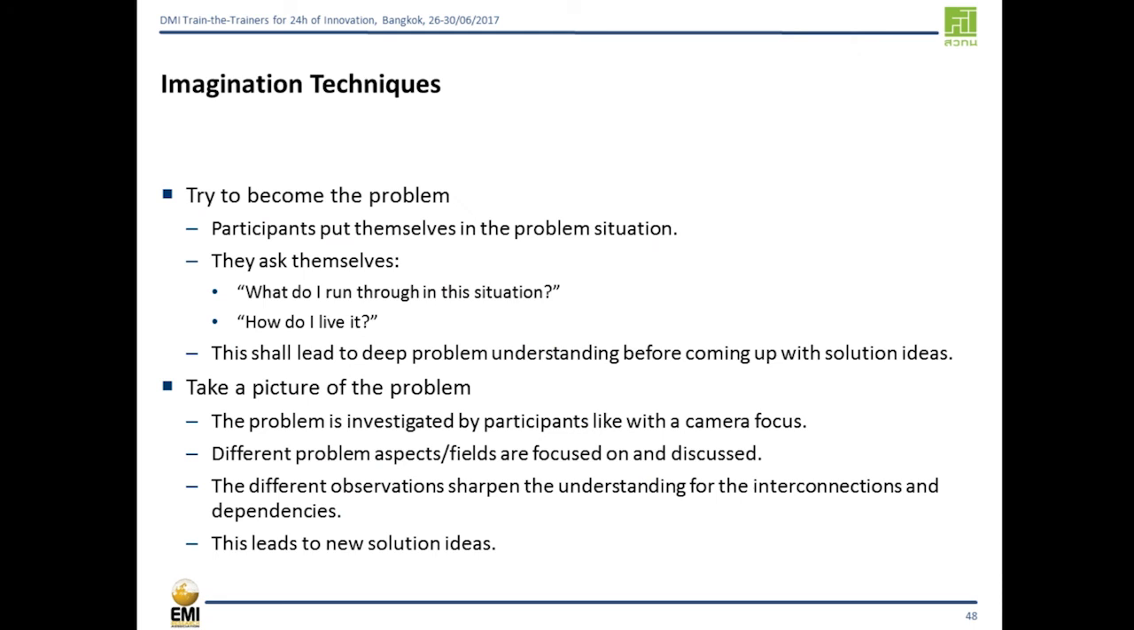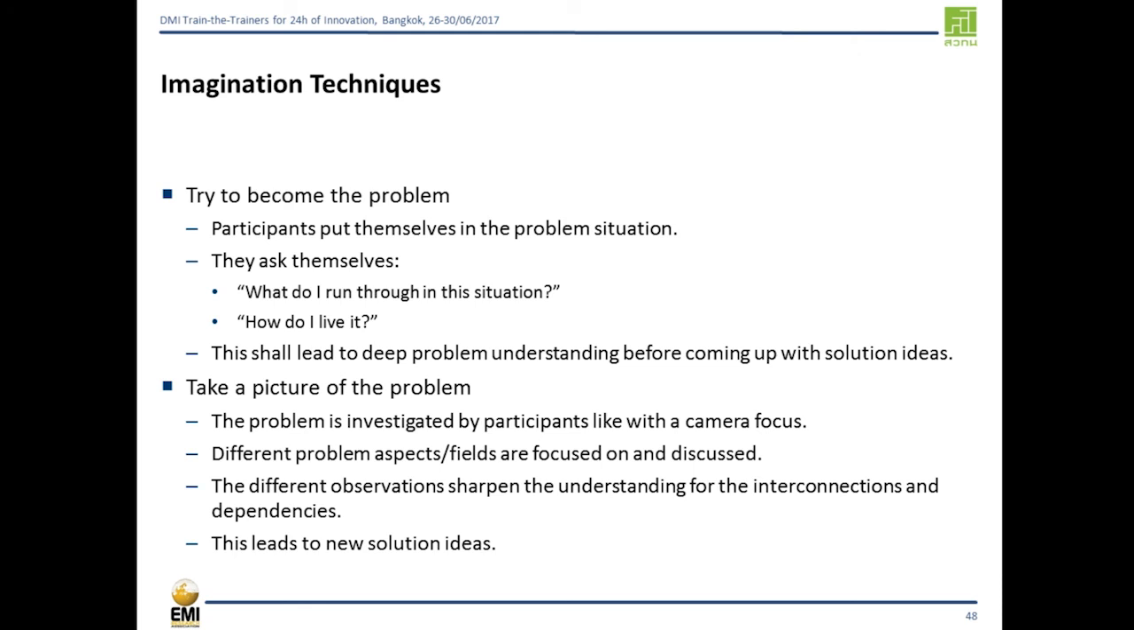So what is the problem nowadays? Try to become the problem yourself. Put yourself first in the problem situation and not immediately in the solution space. Because the more you understand the problem yourself, the more you feel the problem yourself, the more likely you are to think about solutions later on that are really of added value and that hit the problem. And not, what happens very often in engineering, that we think about solutions and then we try to find the problem.